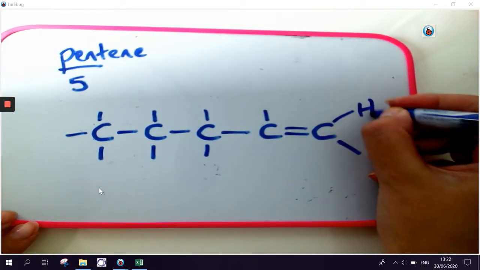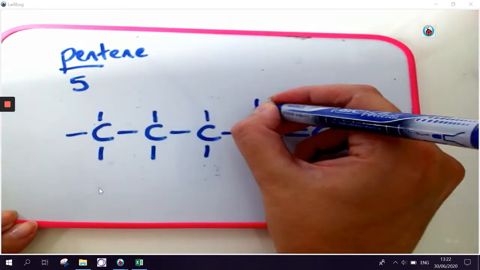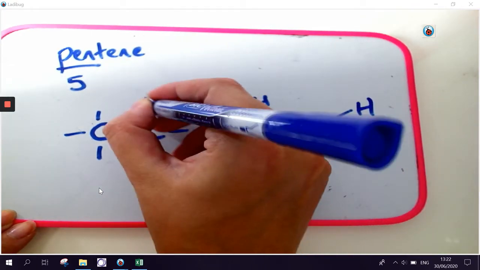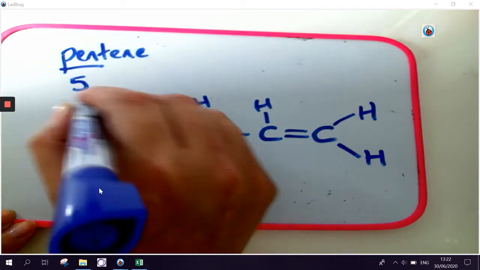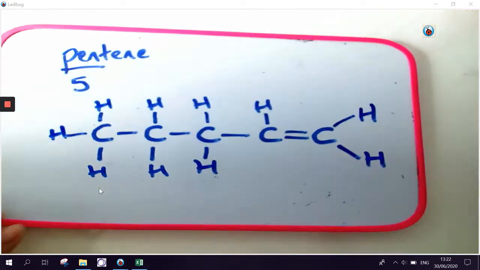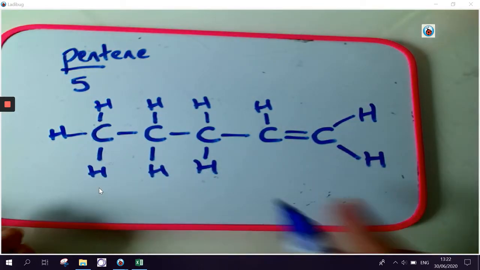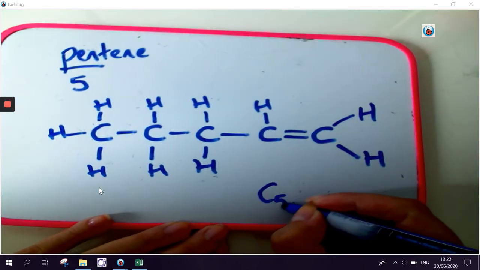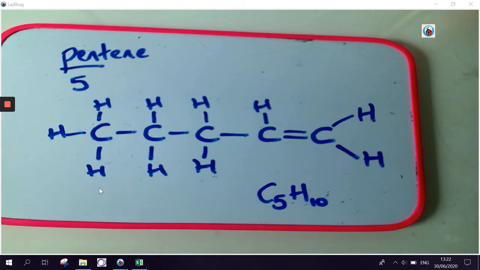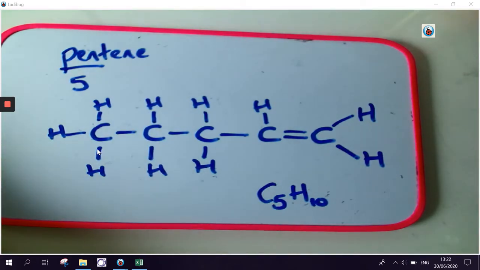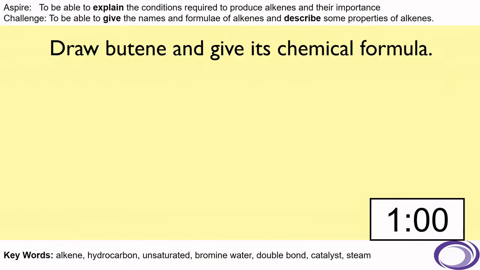So here we go, filling in all those bonds with hydrogens. So that gives me a formula of C5H10, and that is how to draw a pentene. So following on from the video, could you please draw butene and give its chemical formula?